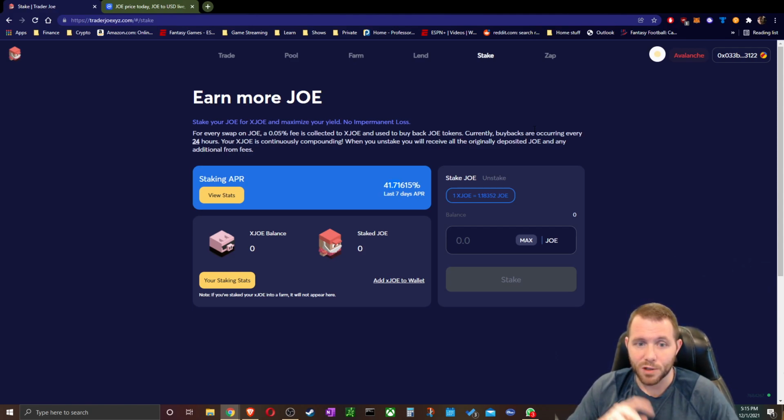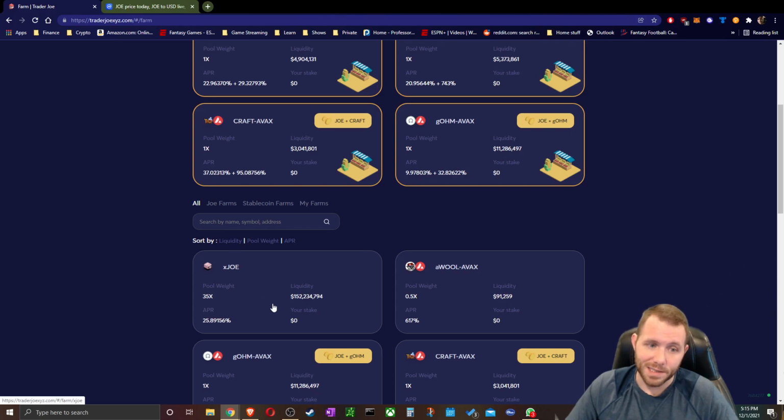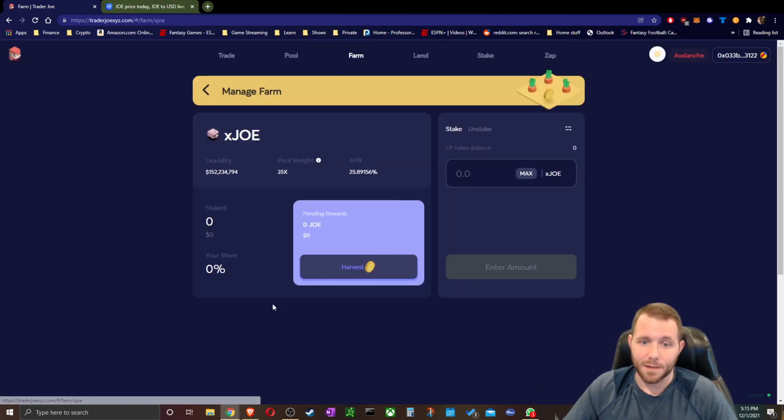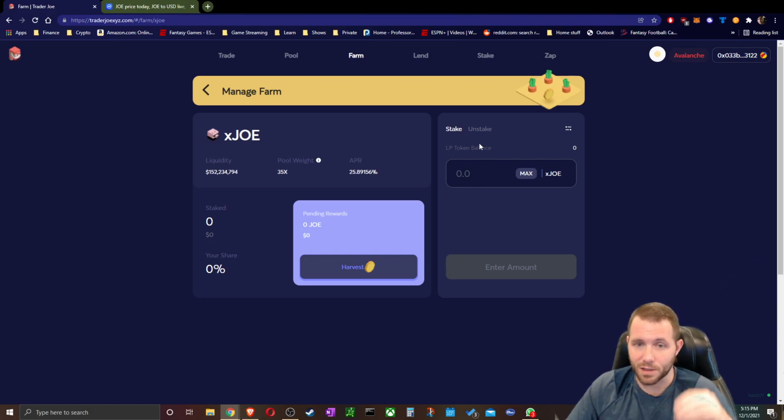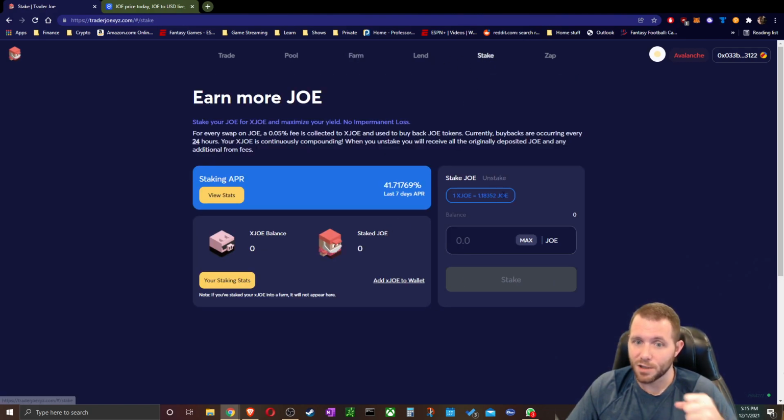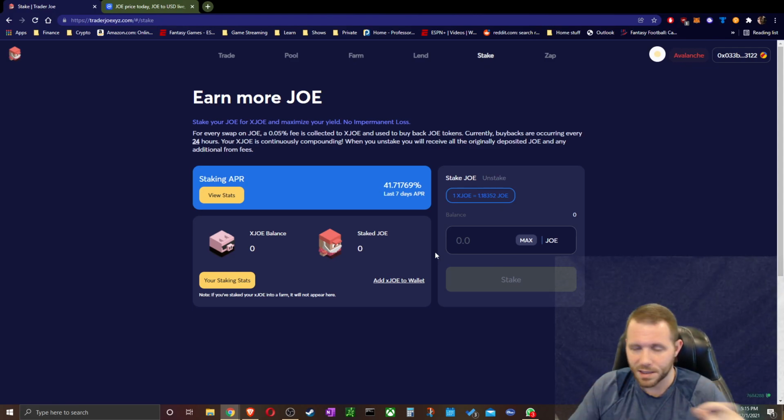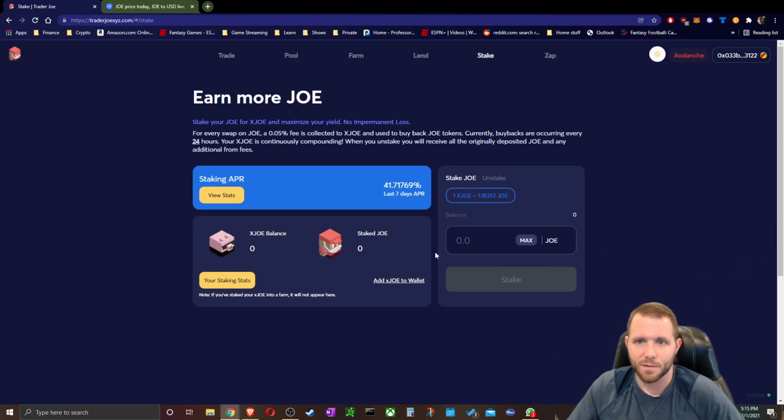Next scenario, you could do that as well. You could stake the Joe, get the xJoe, and then you can come over to the farm and stake it in the farm. Now, this is also instant unstake. Okay, so you can unstake this at any time. Come back over once you have your xJoe back in your wallet, and now you can unstake your Joe and get it all back, all your rewards, and sell it or do whatever you want. So two scenarios so far we've come up with.